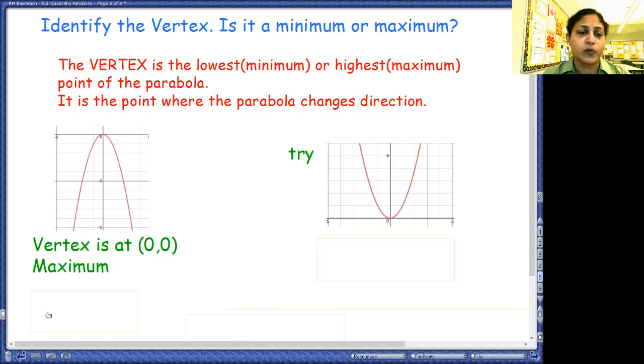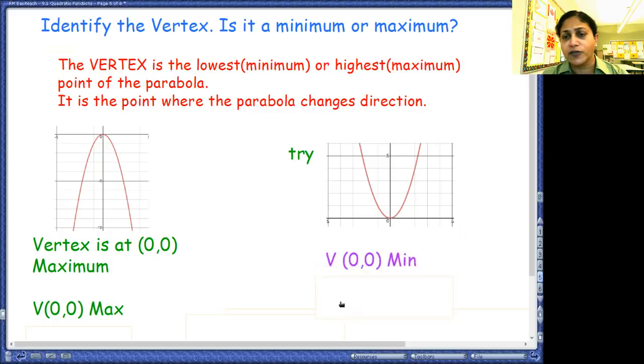and it is a maximum. Same thing here, you're going to say that the vertex is 0, 0, and you use a short form, you use max. In the second graph, the vertex is again at 0, 0, but this time it is the lowest point of the graph, so it's a minimum.